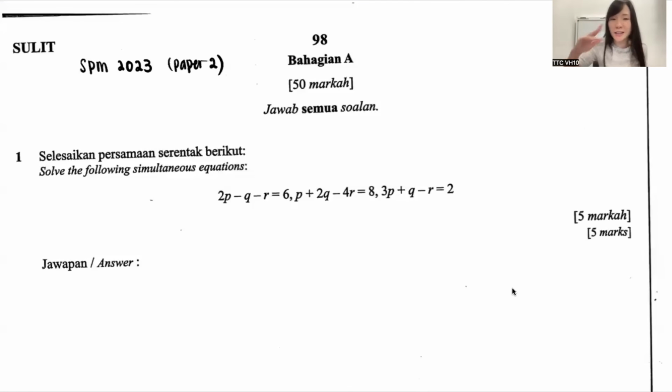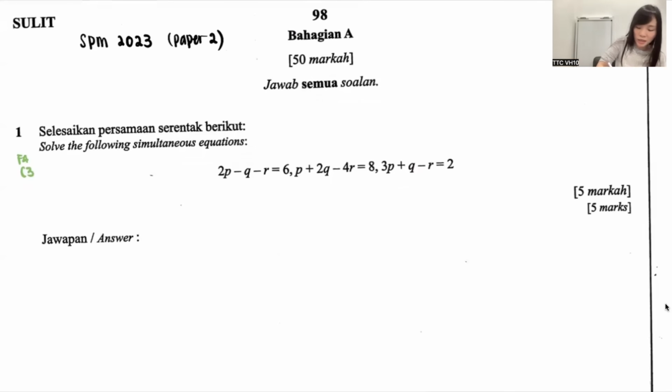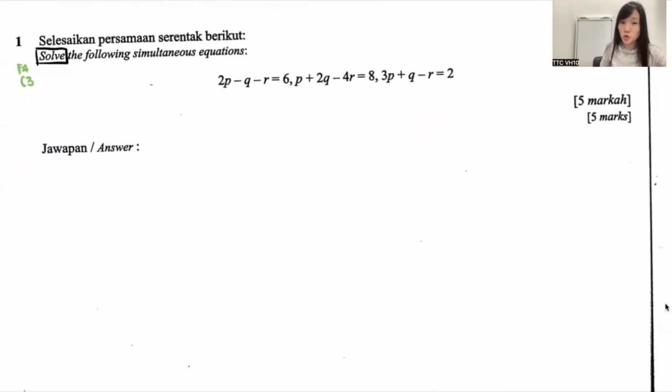Let's get started. Compared to SPM 2022, I really feel like SPM 2023 Paper 2 is kind of easy. The easy ones are legit easy, like the first question. The moment I look at it, I straight away know it is under Form 4 Chapter 3, our favorite chapter, System of Equations. Solve the following simultaneous equations. Solve means find the unknowns. What unknowns can you see inside? P, Q, R. So that means you have to find 3 unknowns, 3 variables.